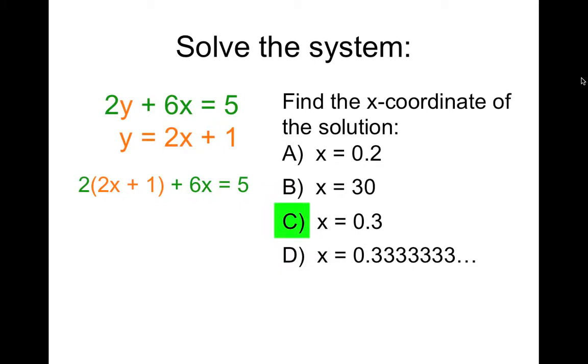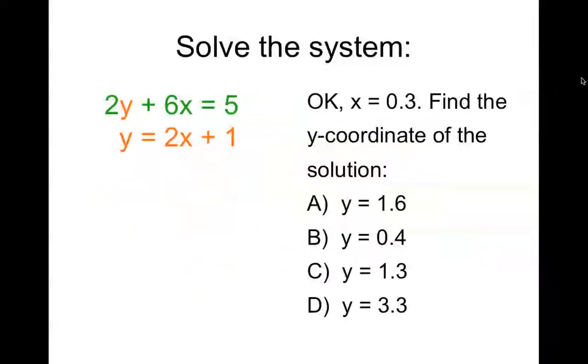The solution to this equation is x equals 3/10 or 0.3. First we'll distribute the 2, and then combine together the 4x and the 6x. Subtract 2 from both sides, and then divide by 10. Okay, so we know the x-coordinate is 0.3. Please substitute 0.3 back in for x into either equation to find the y-coordinate of the solution. I'd recommend plugging it into the second equation.